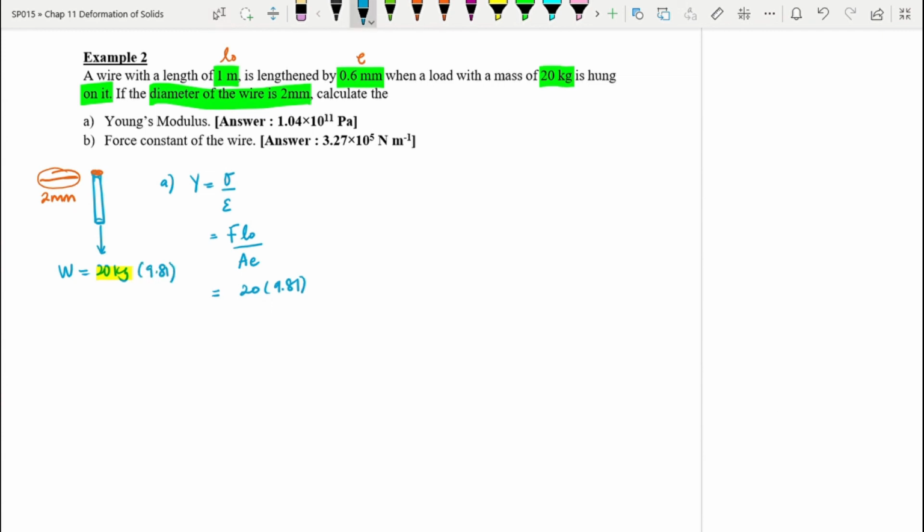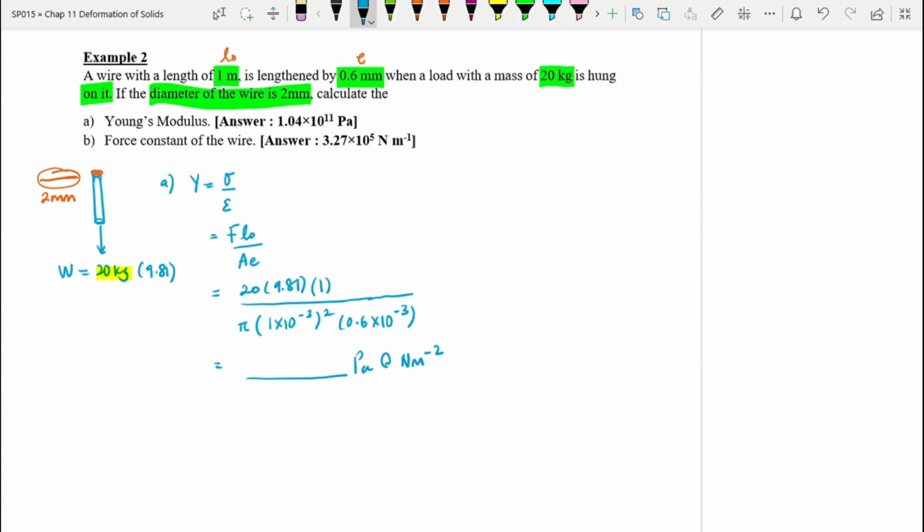Okay, L0 is given, which is 1 meter over area. So the formula of cross-sectional area of a circle is pi r squared, and the radius is 1 millimeter, so 10 to the negative 3, squared, times with extension which is 0.6 mm. Okay, so kita boleh cari Young modulus kat sini dengan unit dia, sama unit dengan stress. Ataupun kita boleh juga tulis dia sebagai N m negative 2.